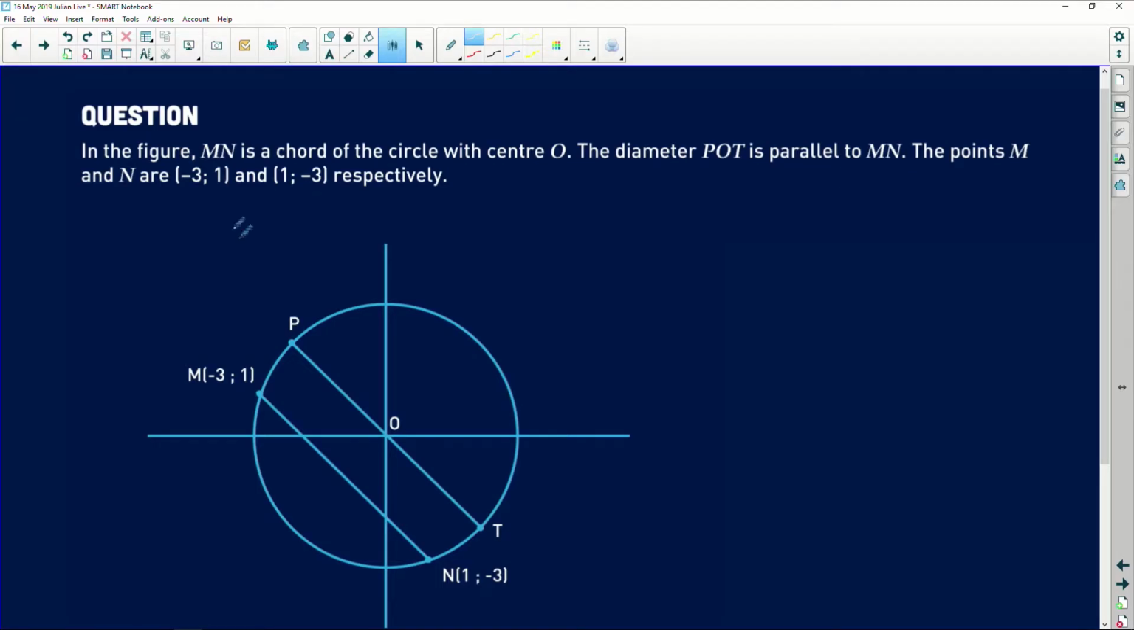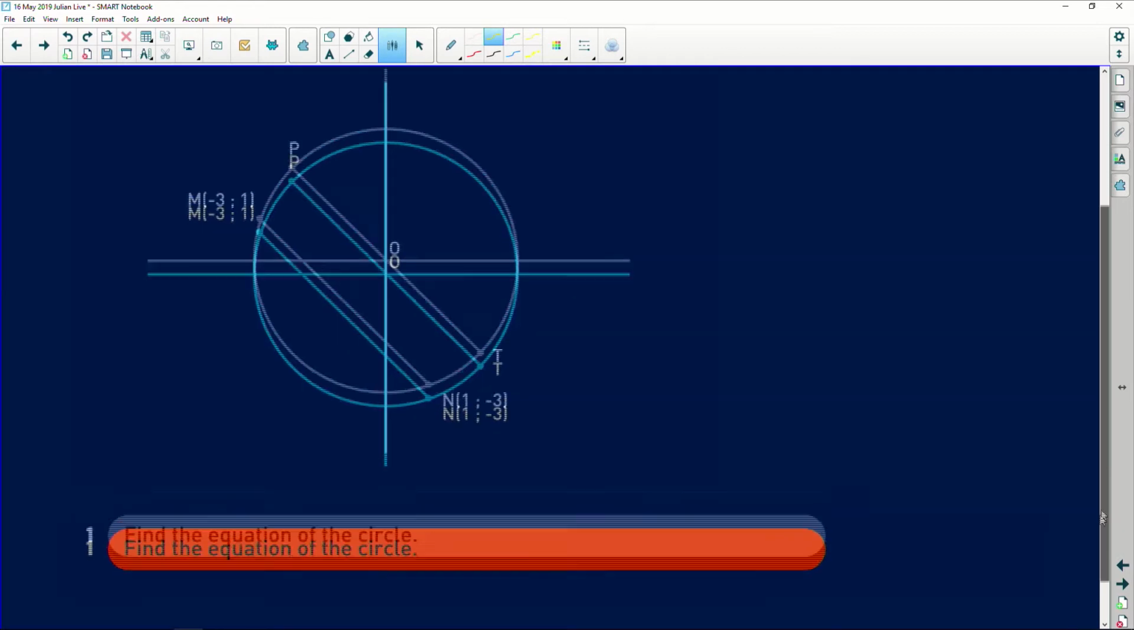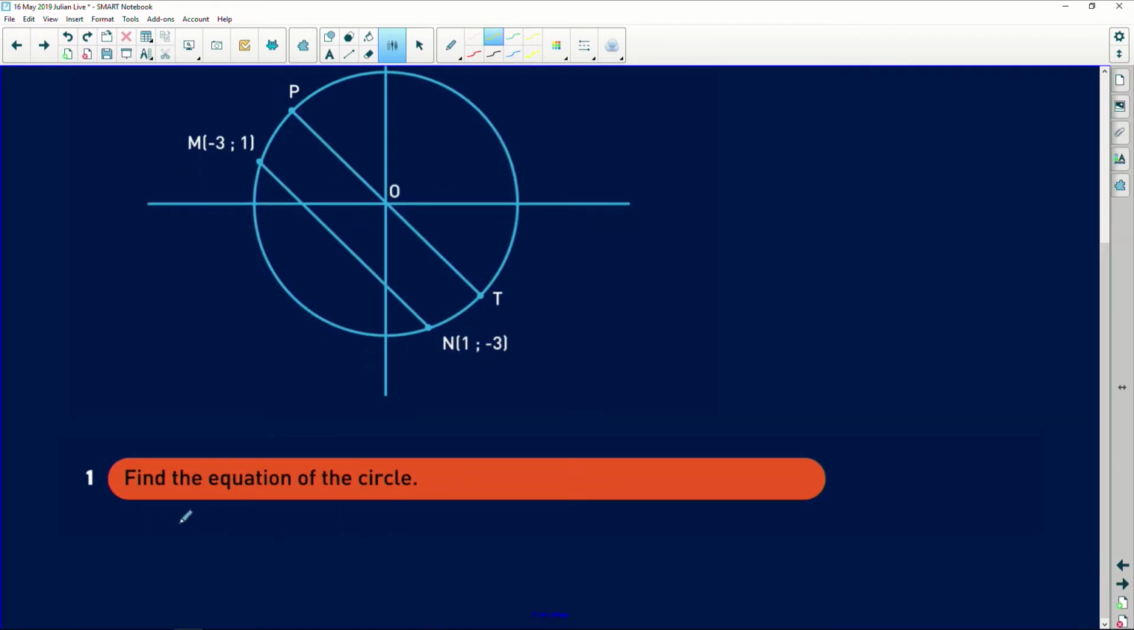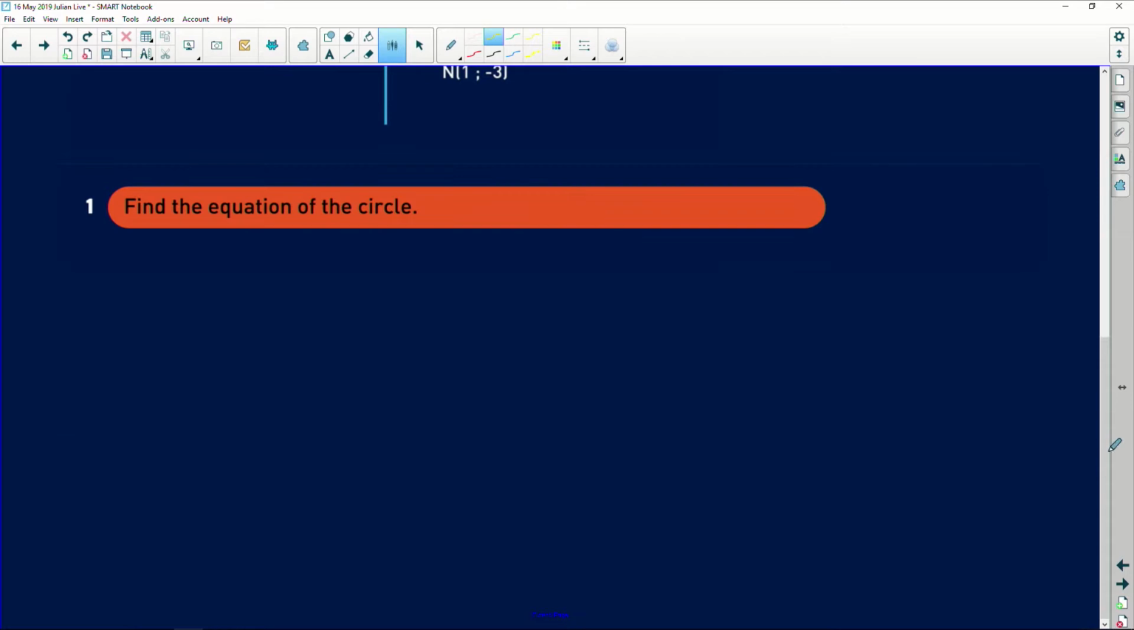So the question says as follows. In the figure, MN is a chord of the circle with center O. It says that the diameter POT is parallel to MN, and points M and N are (-3; 1) and (1; -3) respectively. And we have this lovely diagram over here for us to reference. The first question says, find the equation of the circle.